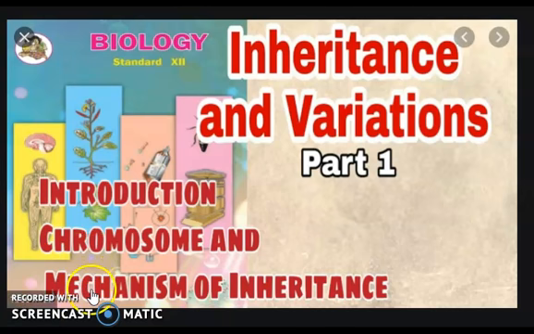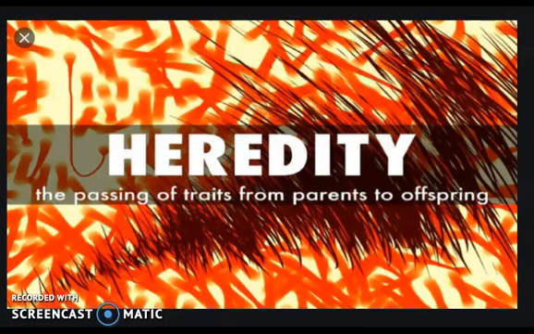Chromosome and mechanism of inheritance. The transmission of genetic information from one generation to the next generation is known as heredity or inheritance. The mechanism of inheritance was successfully investigated before chromosomes had been observed or genes were known.